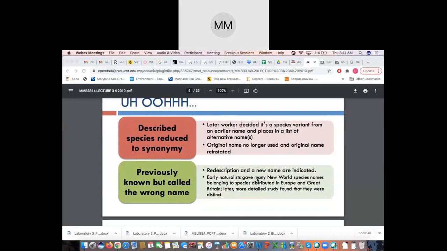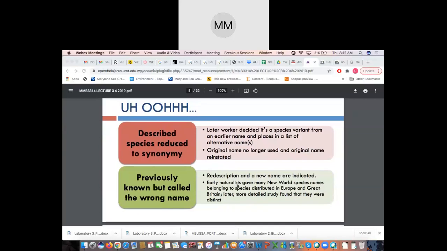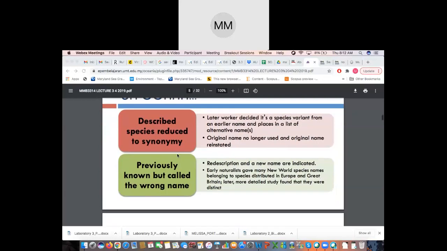So for example, early naturalists gave many New World species names belonging to species distributed in Europe and Great Britain, but later more detailed study found that they were actually very distinct. So you have conditions where people thought that certain species are the same, but they're actually very different. And then you also have conditions where species are different, but they were thought to be the same. This is what the summary of this work is about.